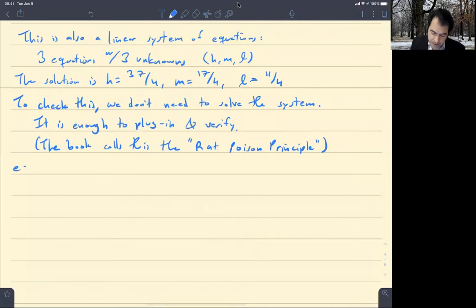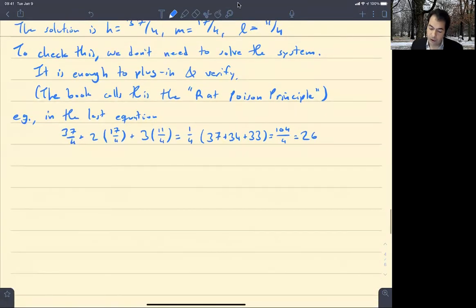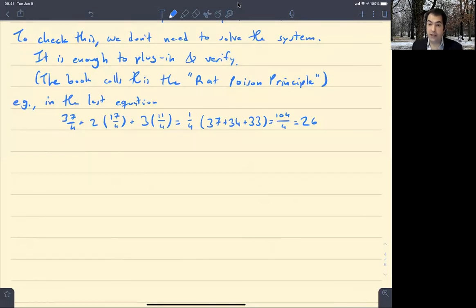So for example here, if we were to plug these into the last equation, then the left-hand side becomes 37 over 4 plus 2 times 17 over 4 plus 3 times 11 over 4, right? And as you will note, that is 1/4 of 37 plus 34 plus 33, 104 divided by 4, and that is 26, just like we wanted it to be. And the same if you plug it into the first equation or the second equation. So that's how you can check whether or not you have a solution, just plug it in.